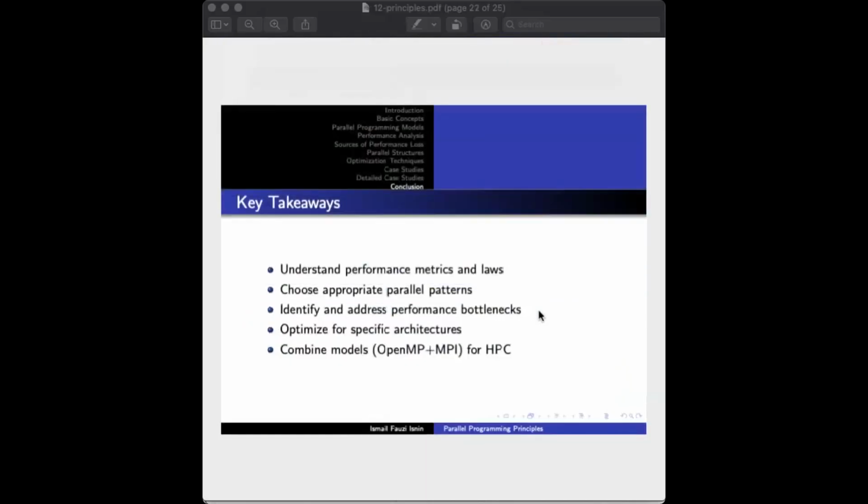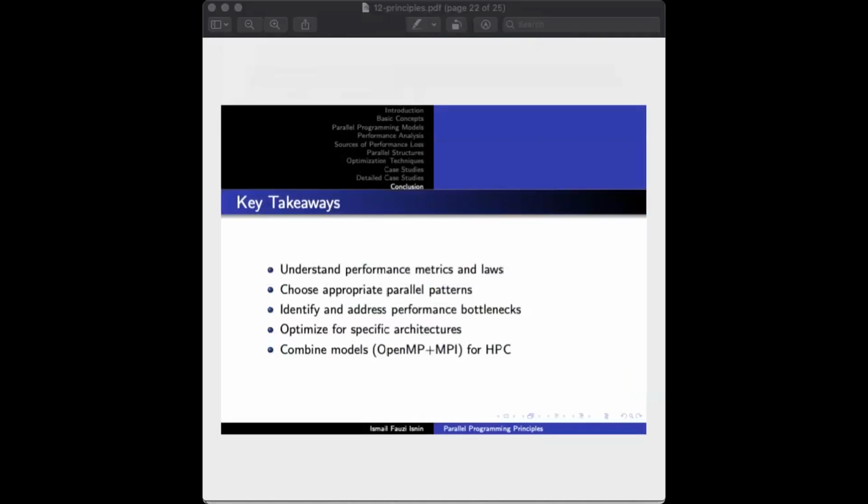Next, very important things. What we get from our discussion just now. Okay, so this is the summary point, covering performance metrics, parallel patterns, bottlenecks, architectures, and combined models. In conclusion, let's summarize the core principles required to master parallel software engineering.